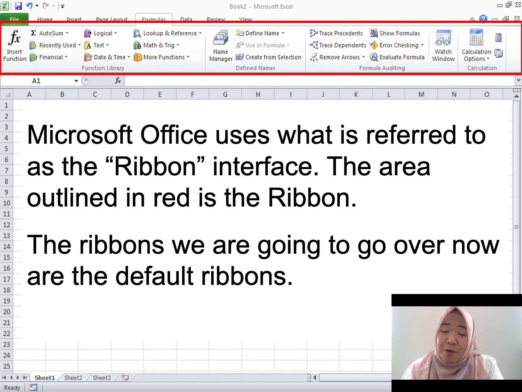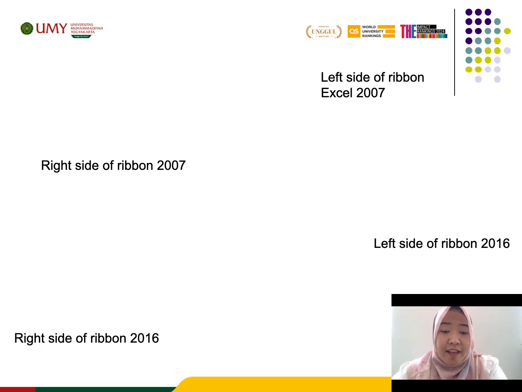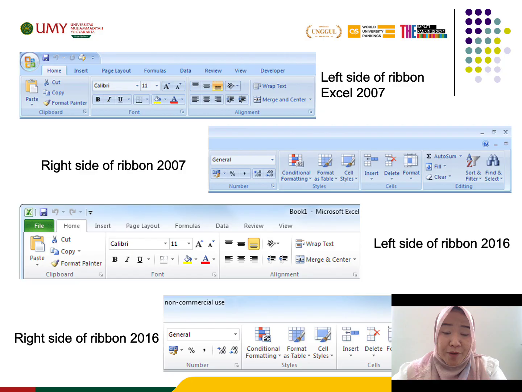The ribbons we are going to go over now are the default ribbons. Here, you can see two different ribbon interfaces from two different Microsoft Excel versions. First is from Excel 2007 and the second one is Microsoft Excel 2016.